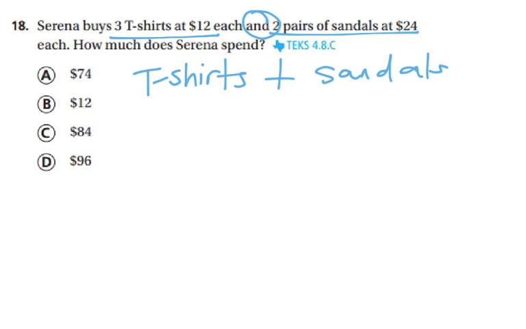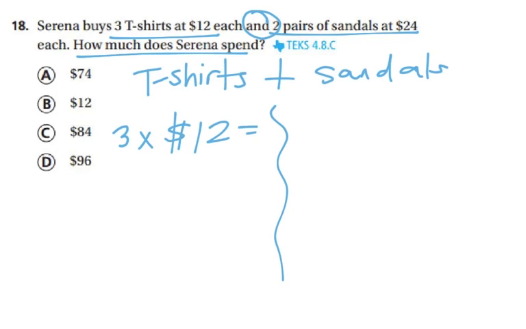And if I add those two amounts together, that will tell me the total that she spends. Okay? They ask me how much does she spend, so that'll help me with the total. Alright, t-shirts. 3 at $12 each. So that's like saying 3 times $12, which is the same thing as 3 times 12, which equals 36. And I just add my dollar sign. She spent $36 on the t-shirts.